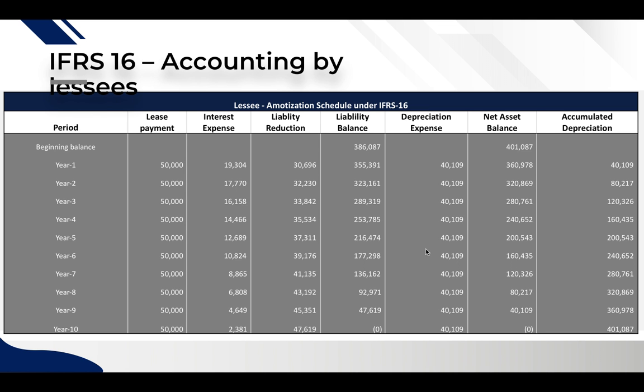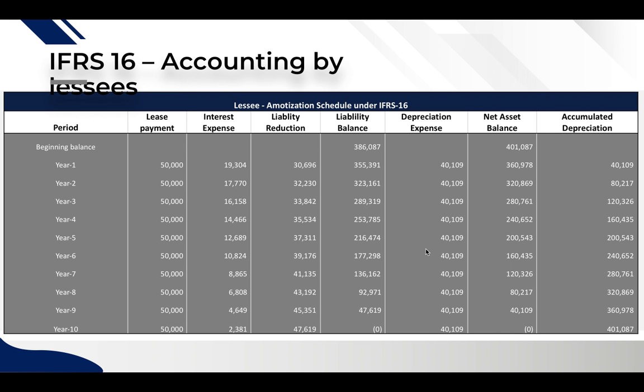So in year one, the interest expense is 19,304, which is 5% over 386,000. So 386,087 times 5% is 19,304. And then the net of 50,000 minus 19,304 is 30,696, which is used to reduce the liability balance. So the liability balance at the end of year one is 355,391.